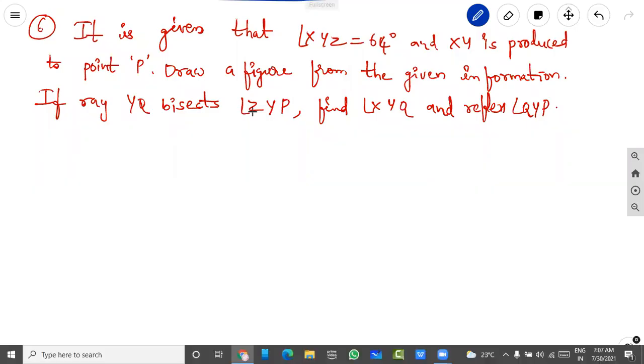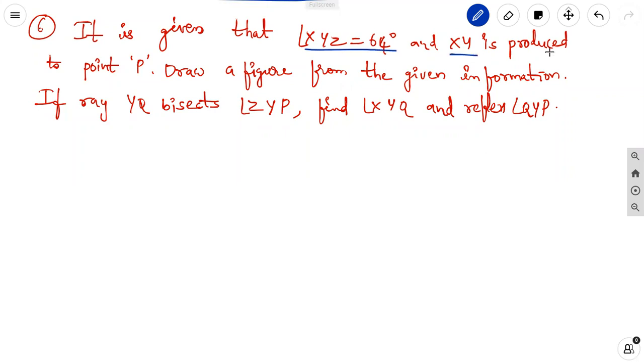Sixth problem. It is given that angle XYZ equals 64 degrees. XY is produced to point P. Draw a figure from the given information. The ray YQ bisects angle ZYP. Find angle XYQ and the reflex of angle QYP.